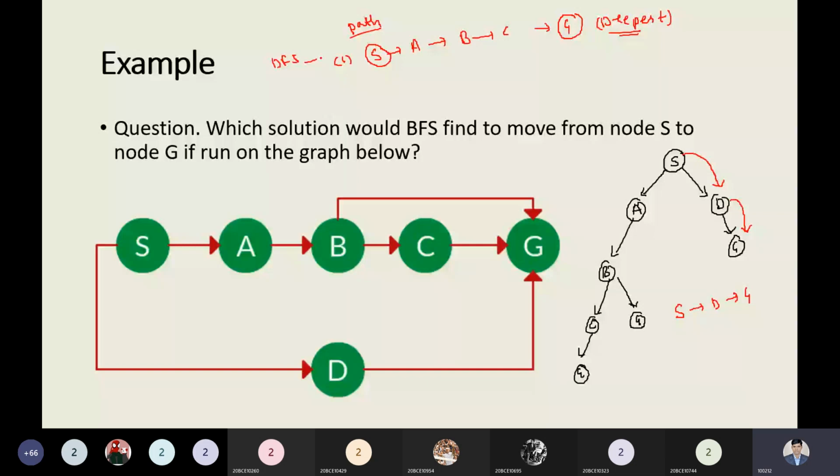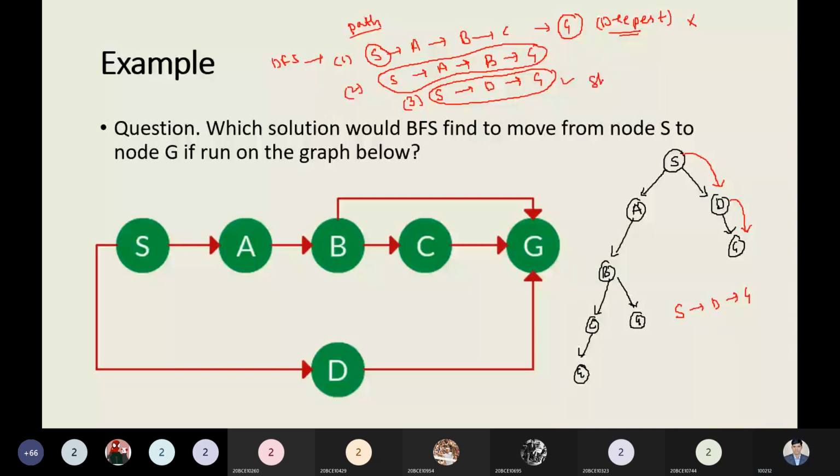Second path I can take S to A, and A to B, and B to G. Can I take this path? Third path is S to D and D to G. So as per the definitions, this is a path and this is another path. If I compare these two paths, this path is known as the shortest path. So our solution would be undoubtedly this one. Now it is clear with the help of this example.